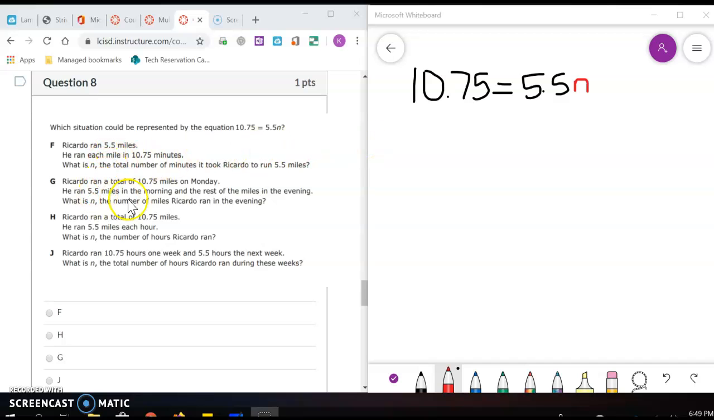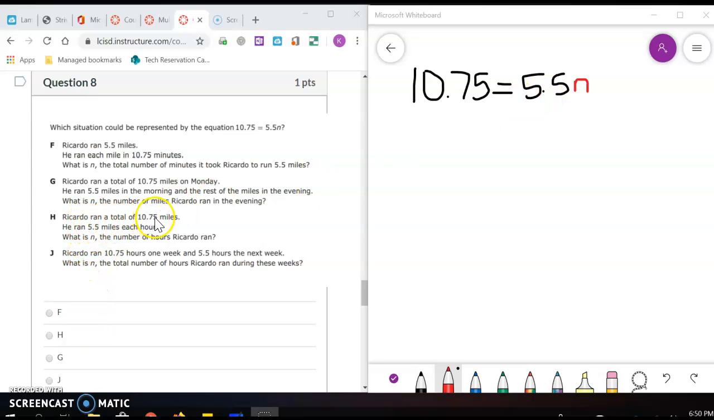So F is out. G, he ran a total of 10.75 miles on Monday. He ran 5.5 in the morning, the rest of the miles in the evening. What is N, the number of miles Ricardo ran in the evening? That would be an addition problem. So if we had 5.5 plus N, G would work out, but that's not what we have.